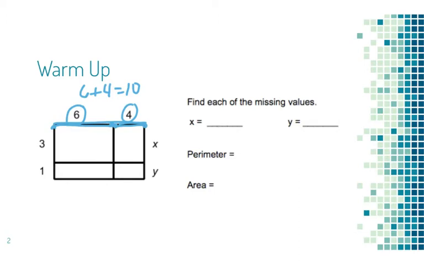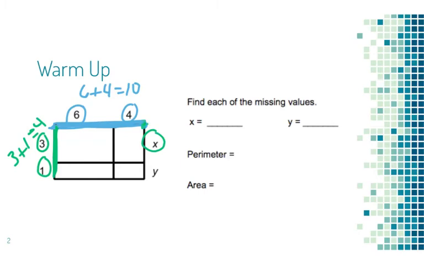If we have more than one length, like over here, we've got 3 and then a 1. To find the total length of that side, we just add them together. 3 plus 1 is 4. So these outside lengths, right, are just that, outside lengths. Okay, so how does that help me find x?